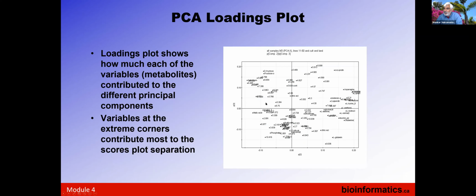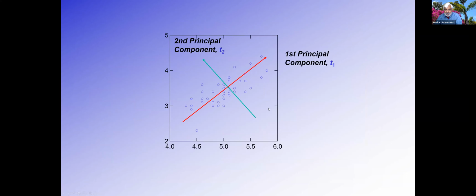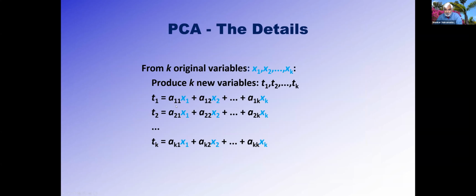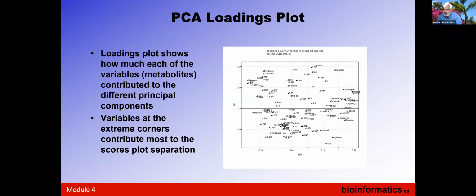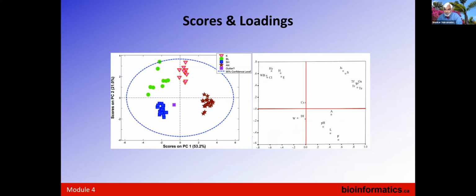The loadings, I'm going to skip the loadings, guys, if you don't mind. It's not important. All that loadings tell you is the weights, alpha 1,1, alpha 1,2, alpha 1,K. These are the loadings. It tells you which variable contributes the most to your principal component. That's all it tells you. I'm going to skip that for this talk. You can go through my slides.